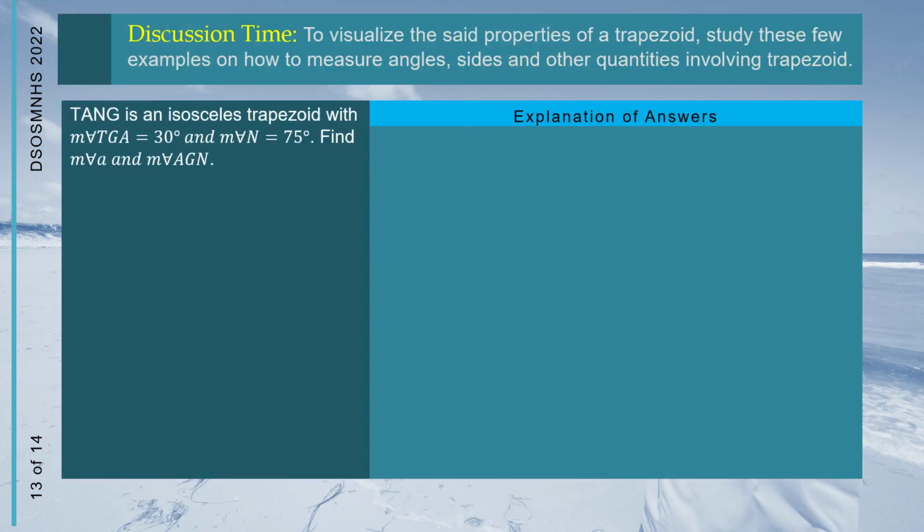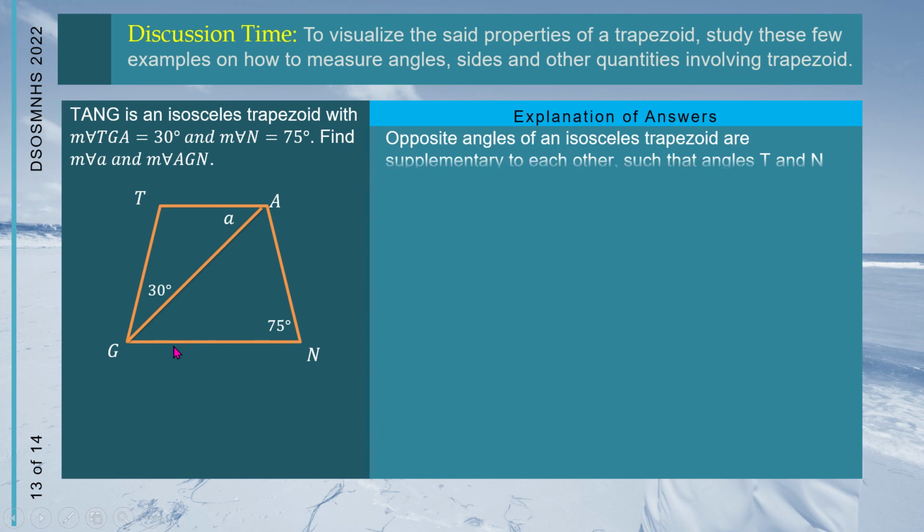So another example, this is our 7th example. TANG is an isosceles trapezoid with measure of angle TGA, which is 30 degrees. Measure of angle N is 75 degrees. Find measure of angle A and measure of angle AGN. Kaning ubos. Saon na siya.